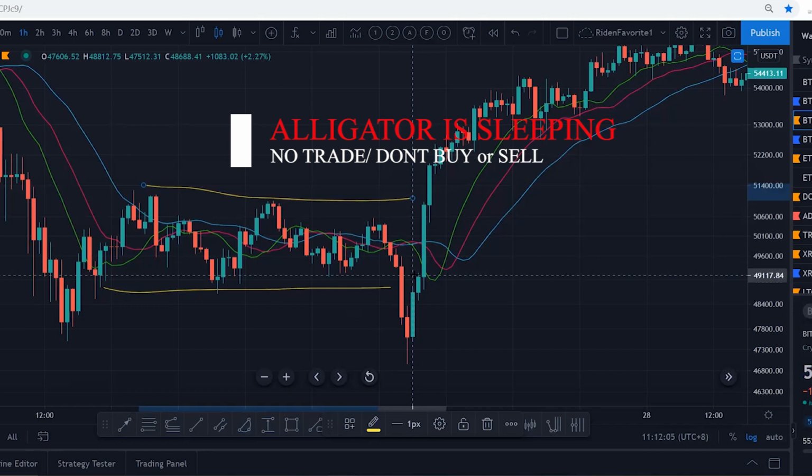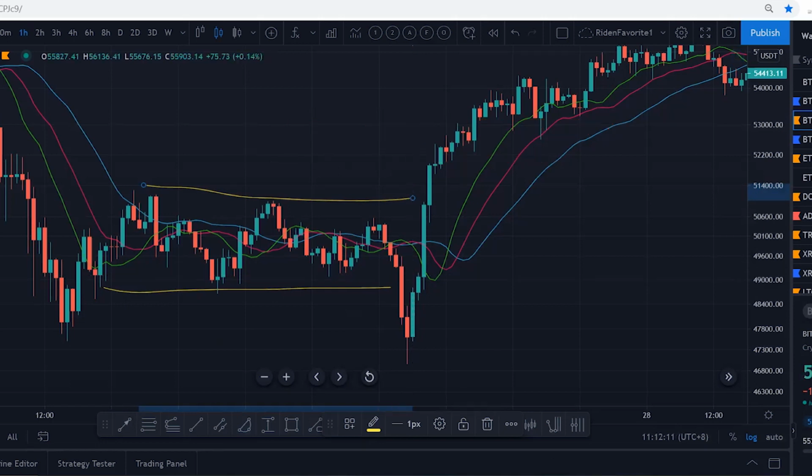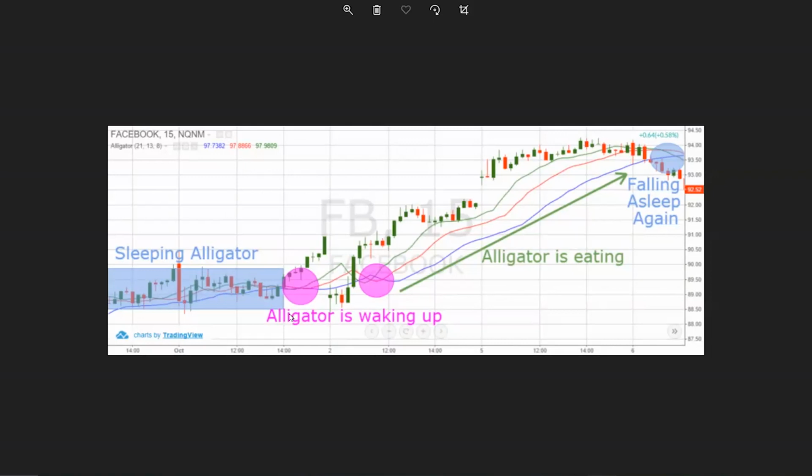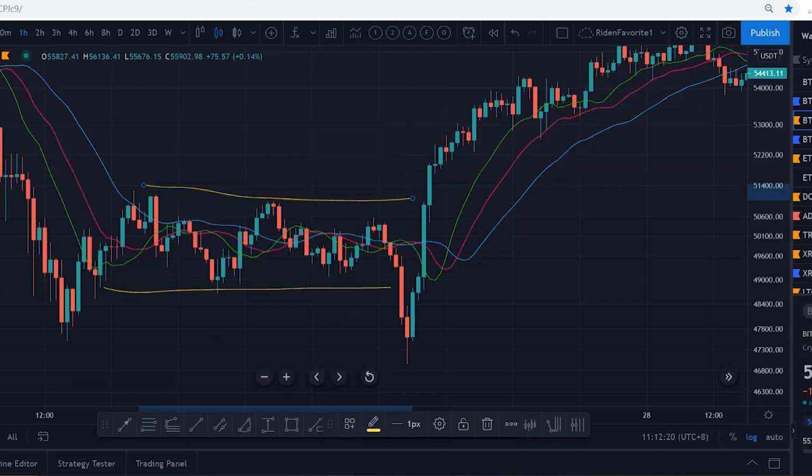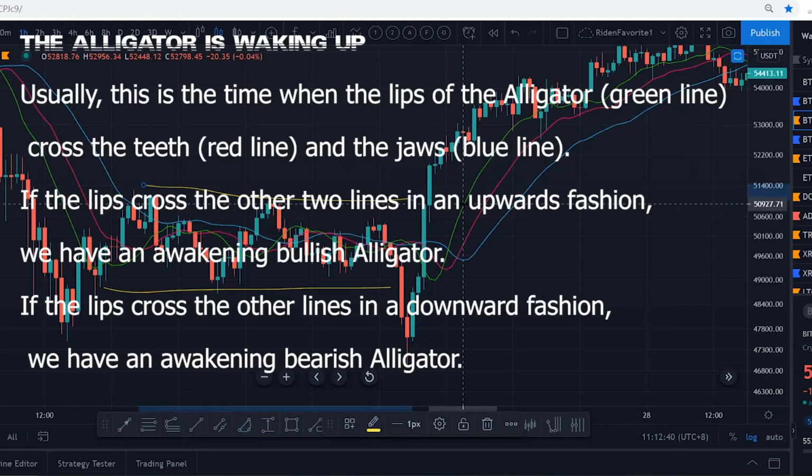So how do you use the alligator now? We already know the first stage: the alligator is sleeping. Now, when the alligator is waking up, usually this is the time when the lips of the alligator cross the teeth. Where is the lips of the alligator? The lips is the green one. To make it simple, this is the time when the lips, the green line, cross the teeth, the red line, and the jaws, the blue line.